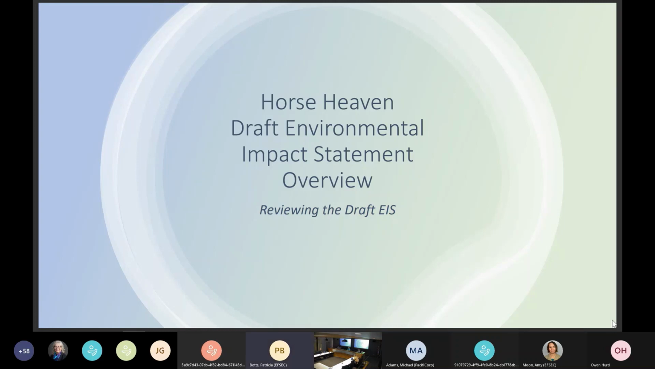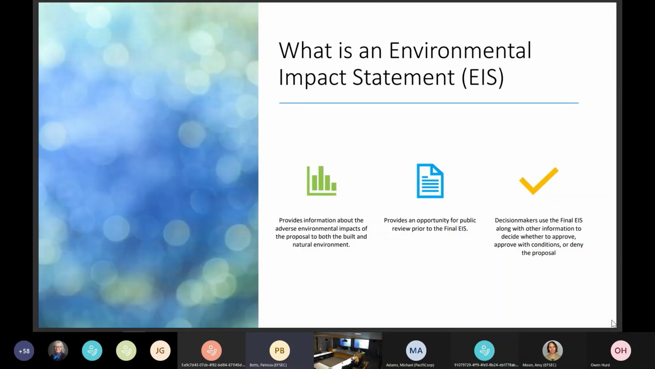Okay, all right. So if we can move to the first slide, what is an environmental impact statement? SEPA stands for the State Environmental Policy Act. And in regards to what an EIS is, I'm going to just talk about 4 basic points on what an EIS analyzes and when an EIS is prepared.